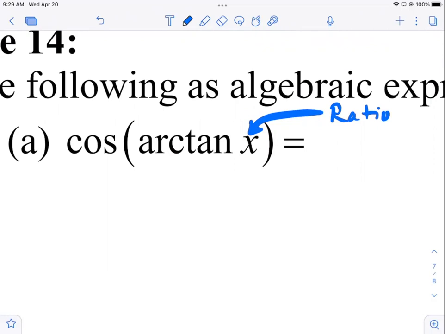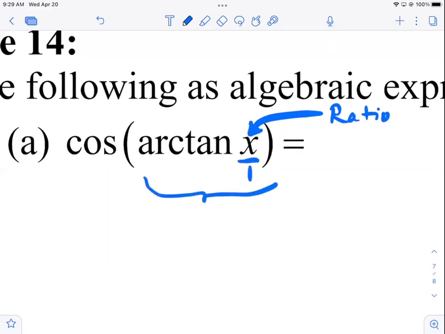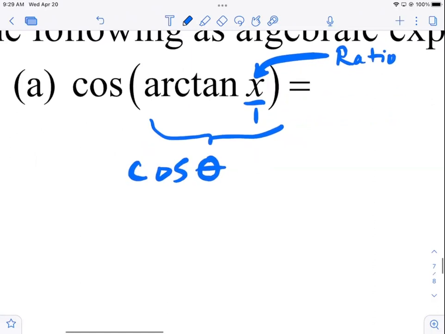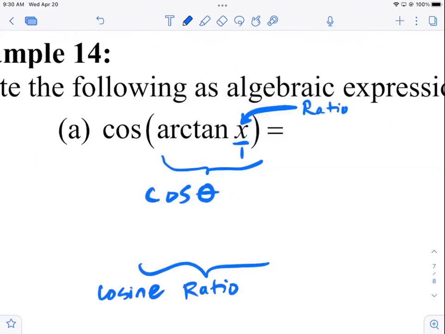Now, it doesn't look very ratio-esque, does it? So let's put it over 1 to make it more ratio-esque. When we take the arctangent of that, we're going to get an angle theta. I don't know what theta is because I don't know what x is. But what I'm really after is not theta, it's the cosine of theta. So I'm going to be left with a final answer that is also a ratio, and not just any ratio, it's going to be the cosine ratio. So I'm starting with the ratio x over 1, and I'm ending with the cosine ratio.